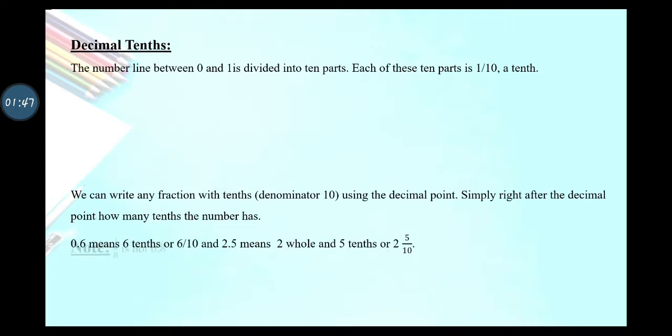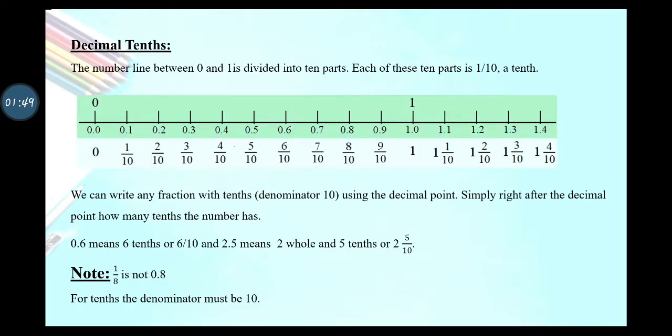Here we have one number line with us, and with this number line we can easily understand about the decimal tenths. The number line between 0 and 1 is divided into 10 parts, and each part is 1 upon 10, or we can say it as a tenth. We can write any fraction using the decimal point only if we have the number 10 as the denominator.